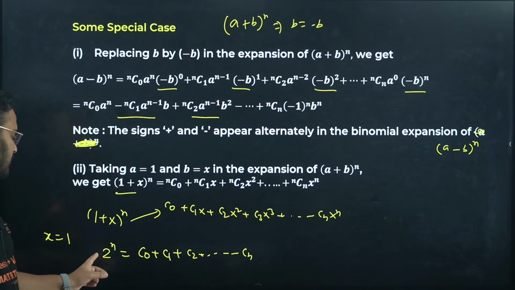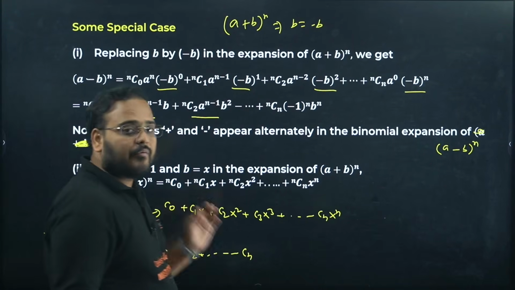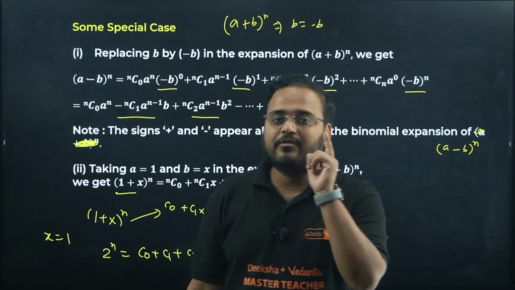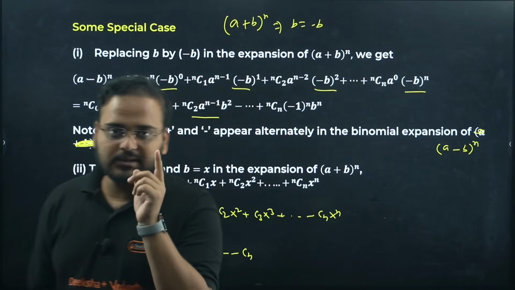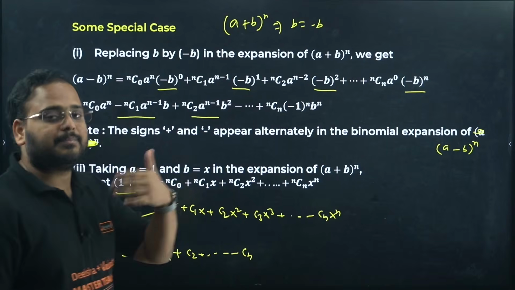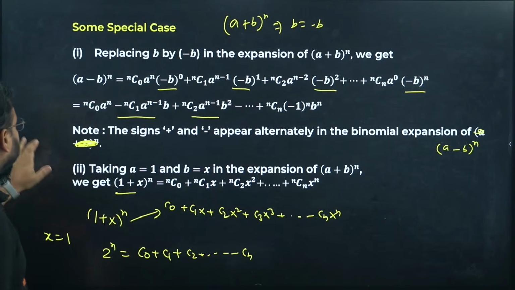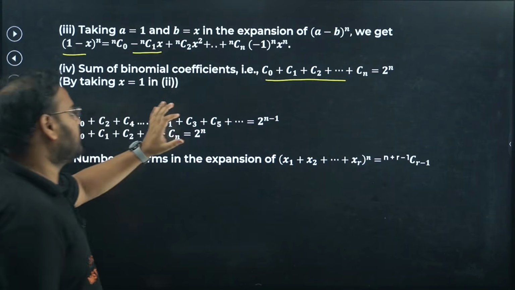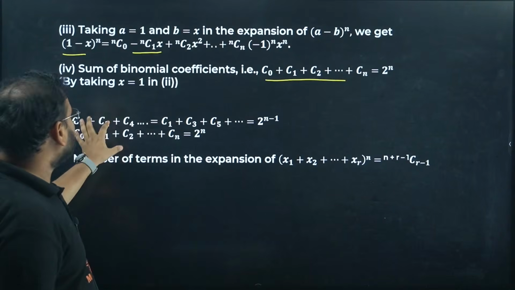So if you add all the coefficients of the binomial expansion, listen to me, the result is always equal to 2 power n. N represents the power of the binomial expansion. Is it clear? Yes, the same thing is written over here. Got it? Now for this result, what are you going to do?